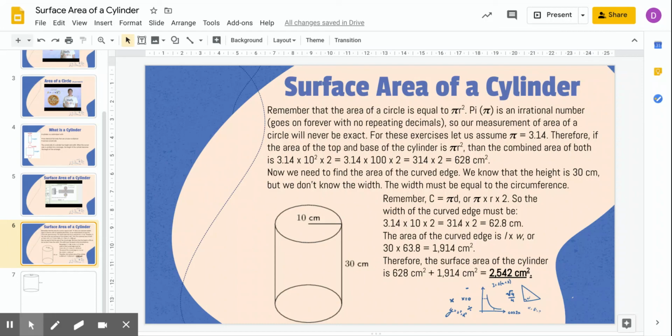Okay, and now we follow BEDMAS. So this is the same as saying 3.14 times 100, because 100 is 10 squared, times 2, right? We follow that through. Well, 3.14 times 100, we just move the decimal over two places, and we get 314, and then we have to multiply it by 2 because we have the two circles again. So the two circles combined would have an area of 628 centimeters squared.